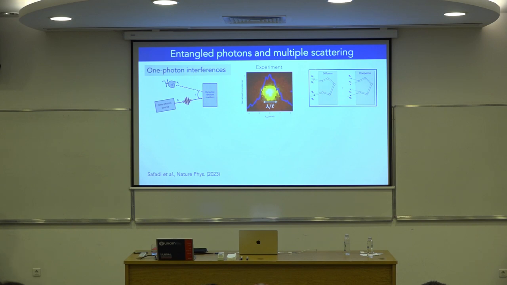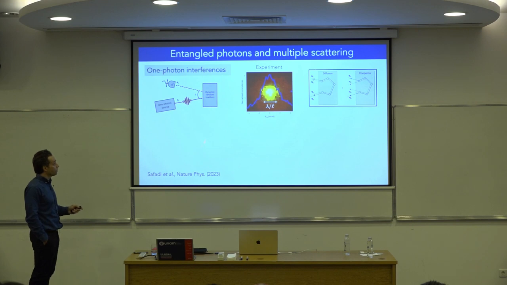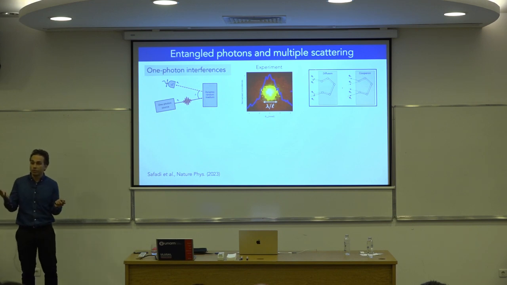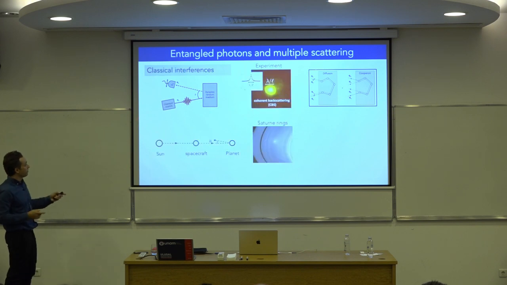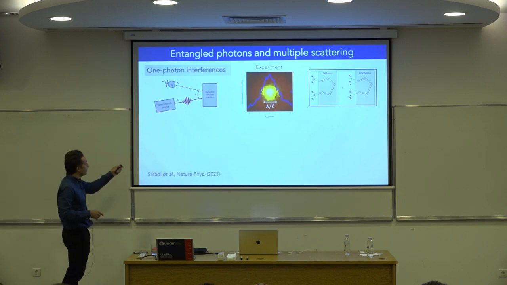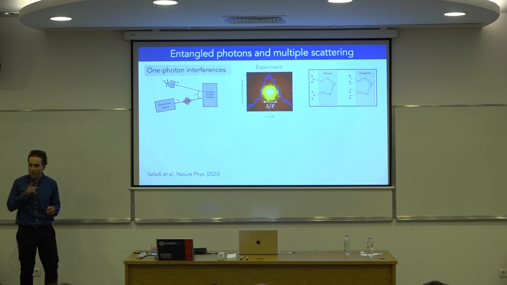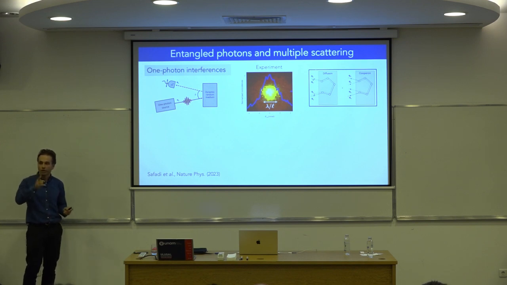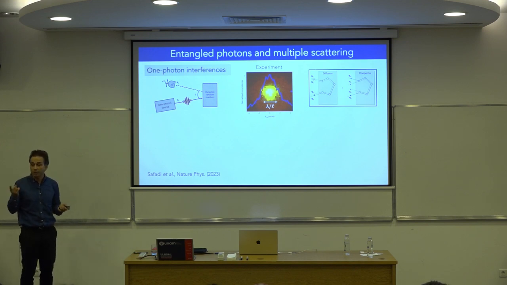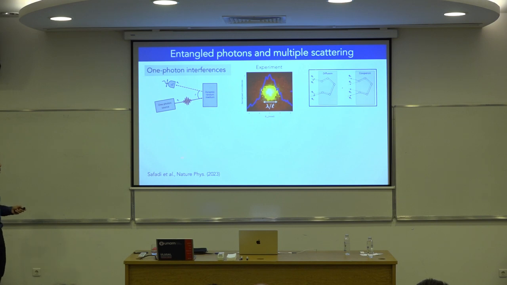a well-known thing. So before considering the case of two photons, let's try to do the same experiment but with a single photon. This is the same, I just changed the photon source, I write one photon source. So I just send one photon at a time. If photons were particles, I would not get any interference, right? But photons are waves, so you will get an interference.